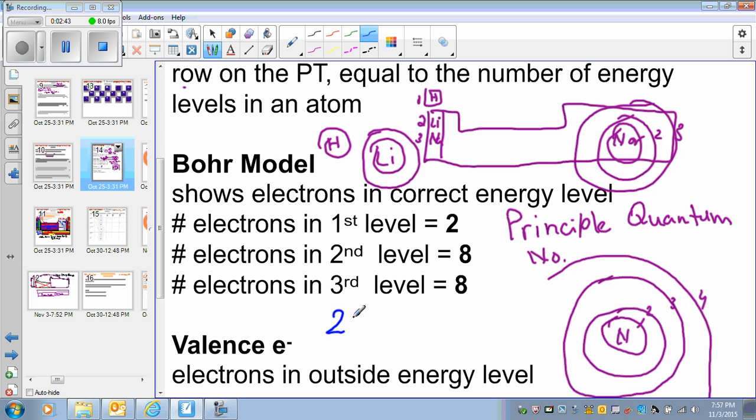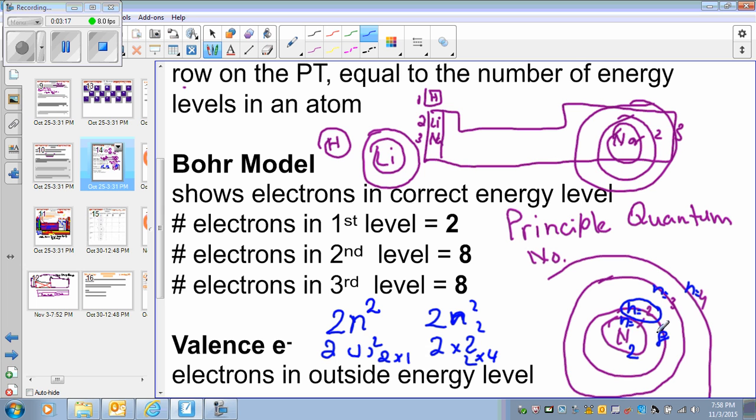He said we can calculate this by the formula 2n squared, where n is the energy level. So this is n1, n2, n3, and n4. Let's say I want to calculate the value for n1. So 2 times 1 squared is 2 times 1, so the maximum electrons I can put here is 2. If I want to calculate it for the second energy level, n equals 2. So 2 times 2 squared, which is 2 times 4, so the maximum electrons I can put in here is 8. And then the third can take 18 and this can take 32.